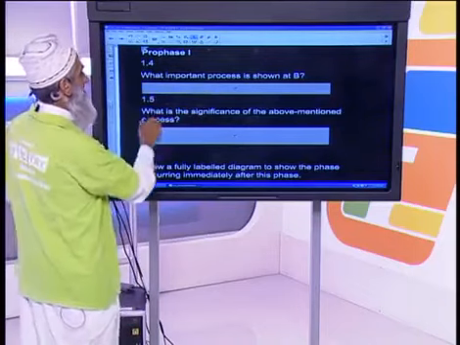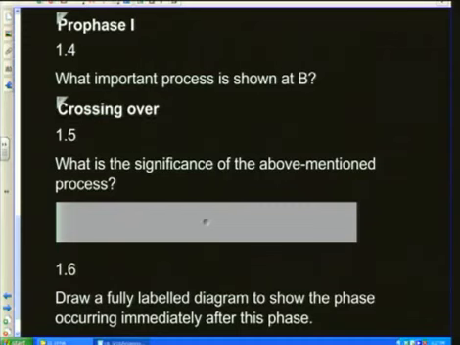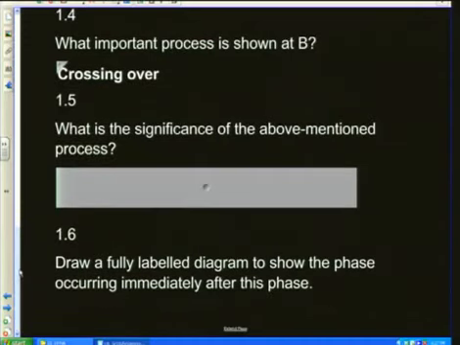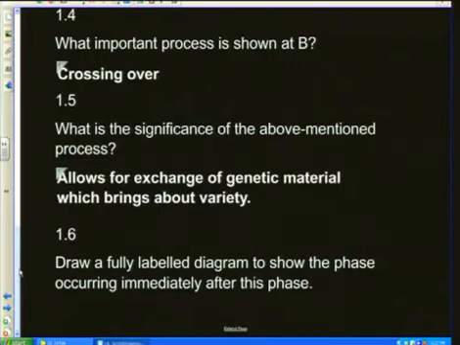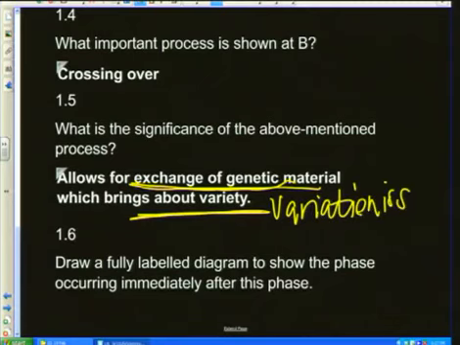Okay, what important process is shown at B? We've discussed that in detail already: crossing over. And what is the significance of the above mentioned process? I told you that already, and that is, it allows for the exchange. Listen to this question and listen to this answer, and I want you to register it. Allows for the exchange of genetic material, and this brings about variety or variation in species.